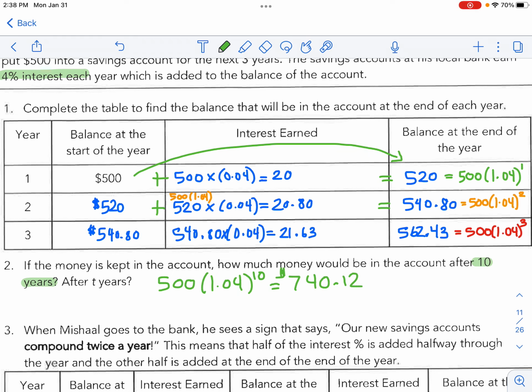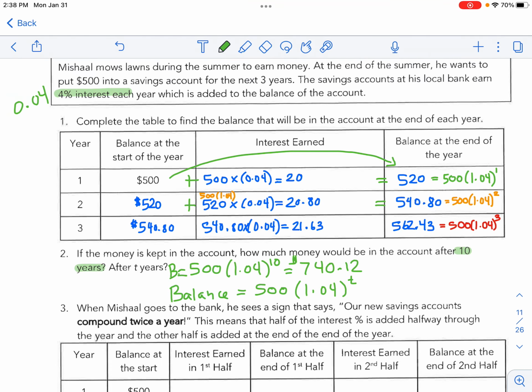And so in general, the balance, we'll call that B for balance, on the account in general is going to be, for this problem, because we started with 500 and because we have an interest rate of 4%, for any time t, 500 times 1.04 to the t power.